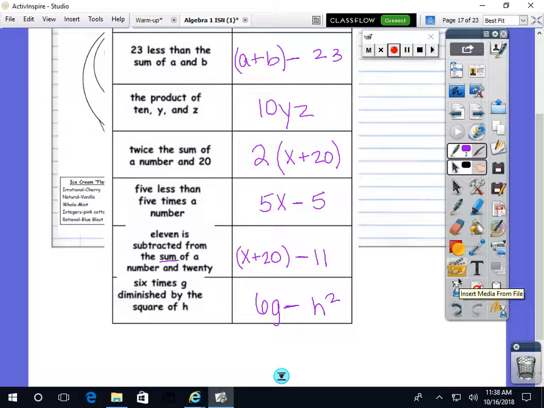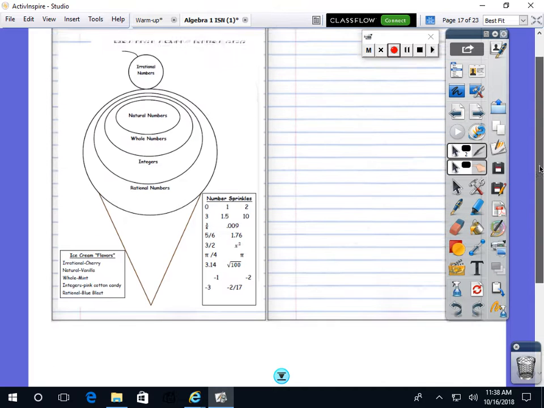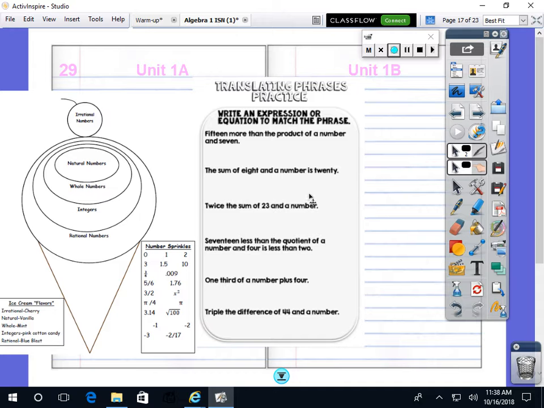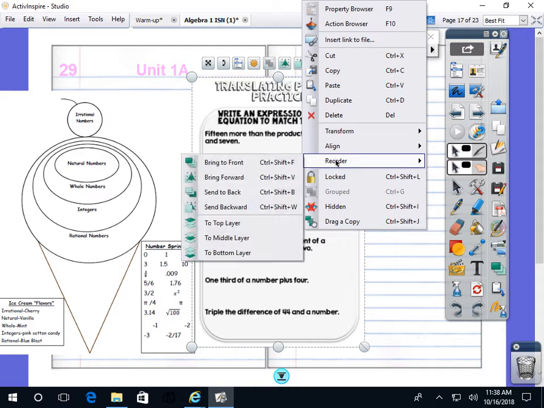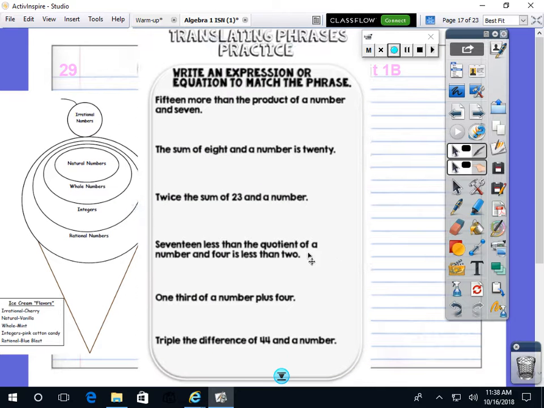Not yet. I'm not done teaching. Okay, has everybody finished copying this? Okay, let's look at the last page then. Okay, since we have a little bit of time, I'm going to give you about 2 to 3 minutes to try these by yourself before I go over them.